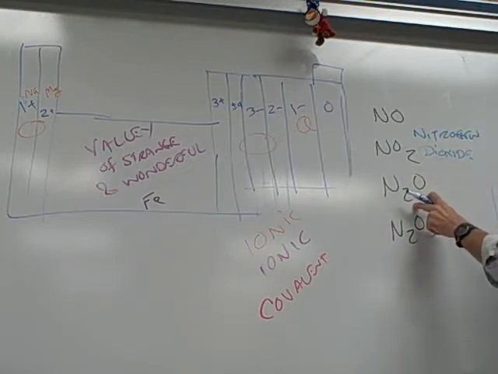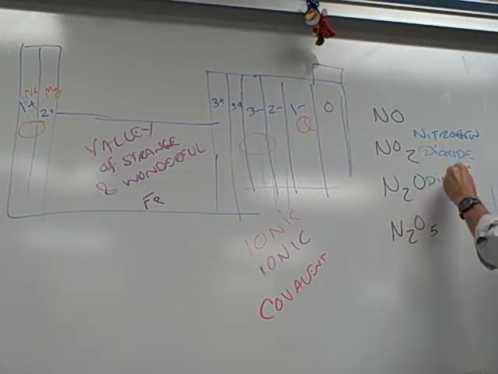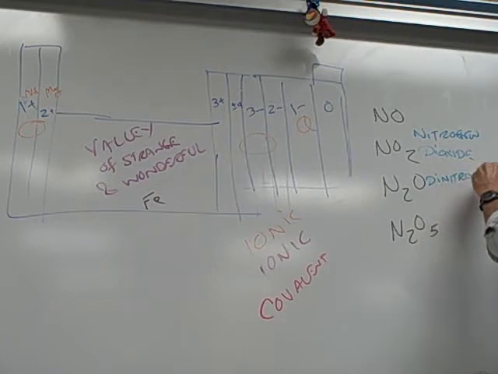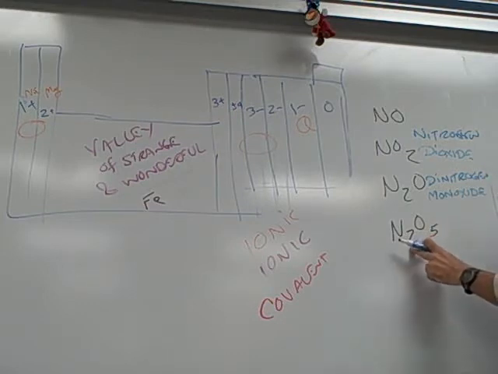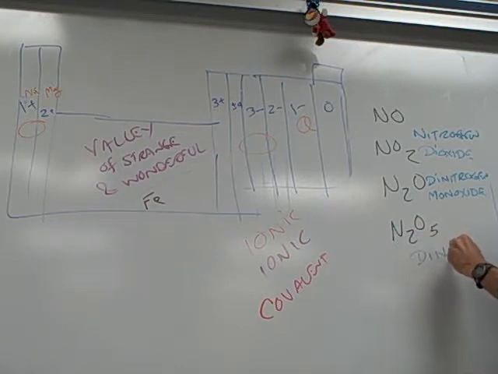And this would be, careful, dinitrogen, either oxide or, what's 1? Monoxide. And this one? Dinitrogen pentoxide. Those are the simple 3 naming systems.